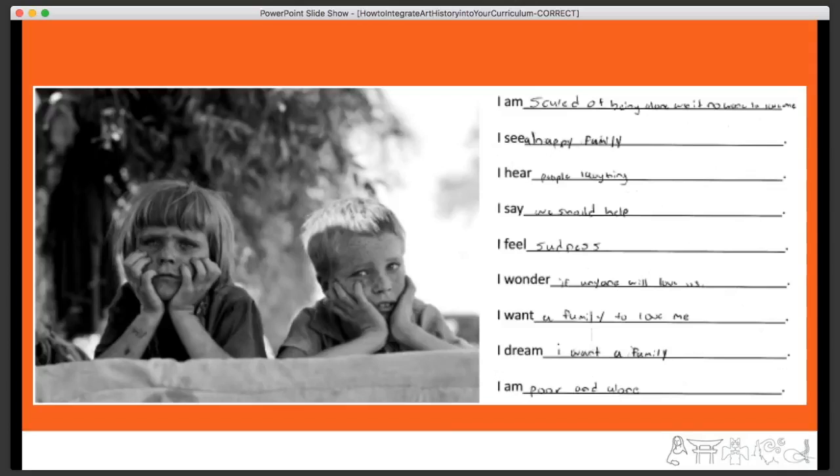I see a happy family. I see people laughing. I say we should help. I feel sadness. I wonder if anyone will love us. I want a family to love me. I dream I want a family.